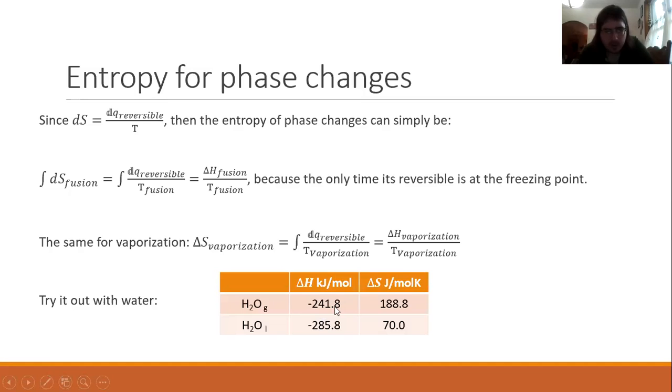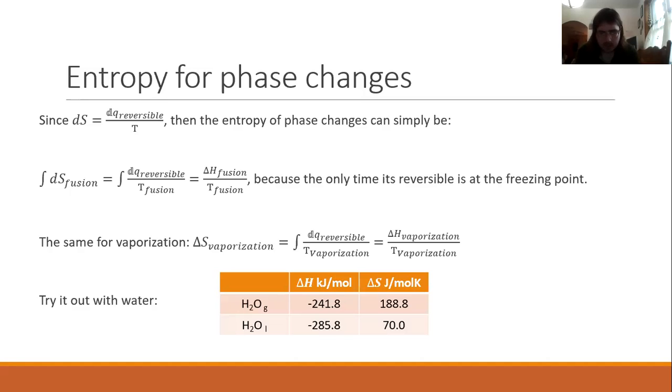If I want to calculate the heat of vaporization, the delta H of vaporization would be the difference between 241.8 and 285.8, 241.8 minus 285.8. So we get a positive 44,000 joules that have to be absorbed, and that occurs at 373 Kelvin. So multiplying by 1,000 to get that, we get 117.